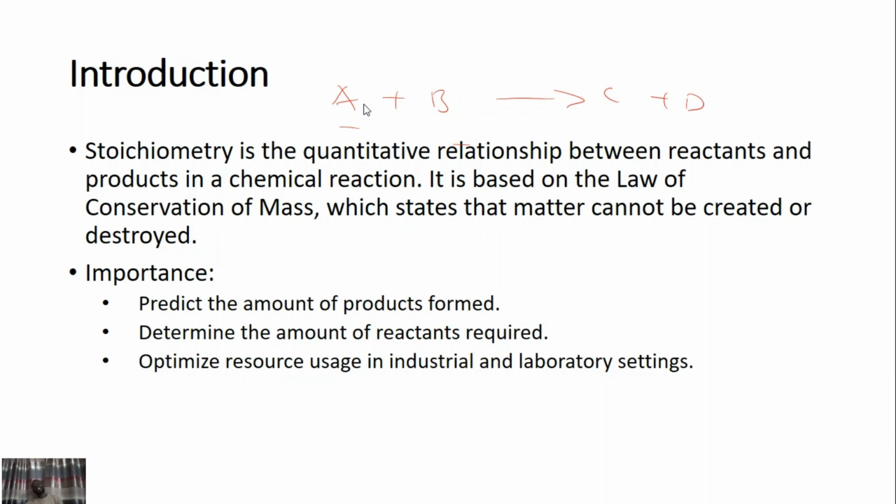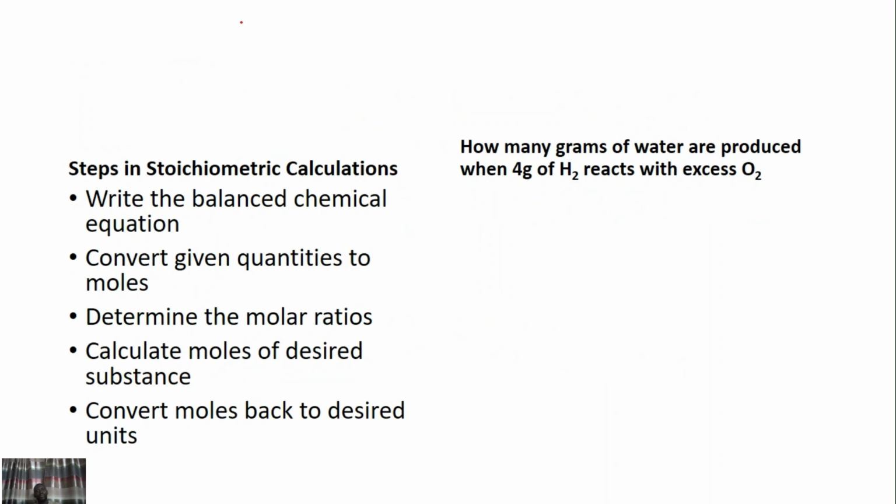Okay, so stoichiometry helps us to predict what the amount of product will be, and it also helps us to determine the amount of reactant that is needed in a chemical reaction. This is very necessary in the industries where chemicals are produced from another chemical. And knowing this can help us to optimize resources both in the industry and the laboratory settings.